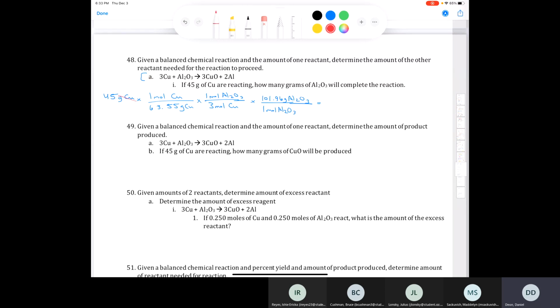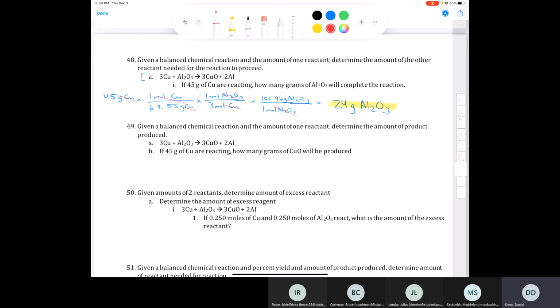Now we can double check our units. Let's see here, grams of copper cancel, moles of copper cancel, moles of aluminum oxide cancel, and we're left over with grams of aluminum oxide. When you punch that into your calculator, you can only have 2 sig figs because you're starting with the 45 grams of copper, and you end up with 24 grams of aluminum oxide as being the final answer.